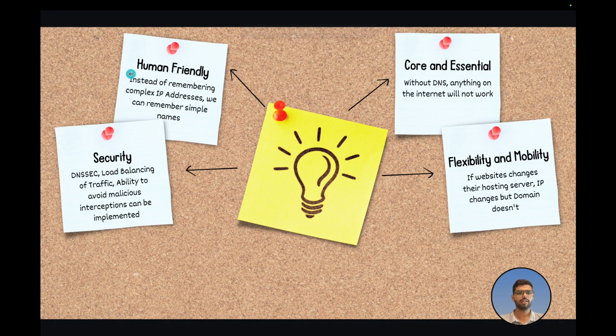First of all, it's human friendly, because instead of remembering complex IP addresses, we can remember simple names. That's why DNS is helpful. Then the core and essentials. Without DNS, anything on the internet doesn't work, because everything is hosted on some servers that can be anywhere in the world, and they are identified by unique public IP addresses, and we can't remember those IP addresses. So that's why DNS is core and essential.